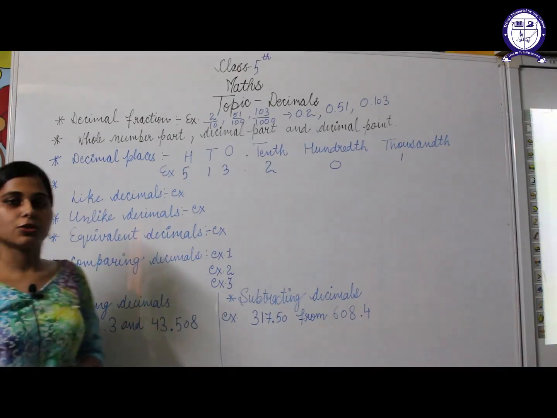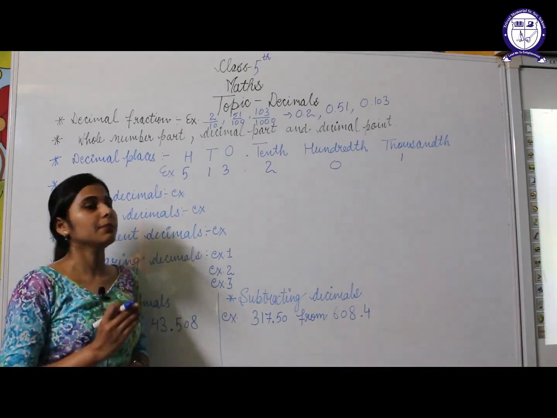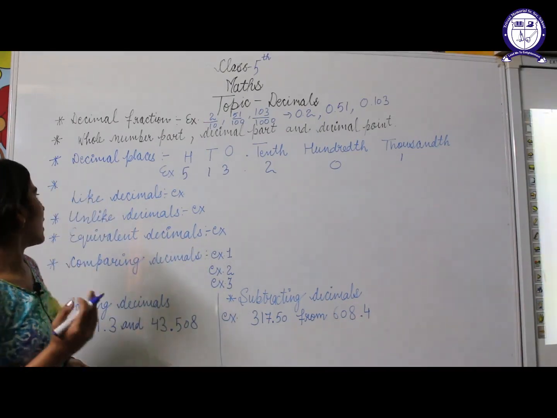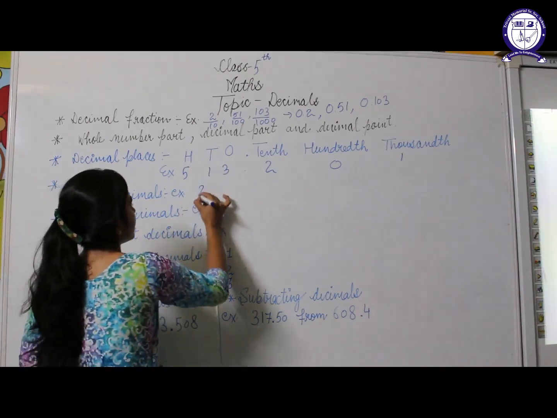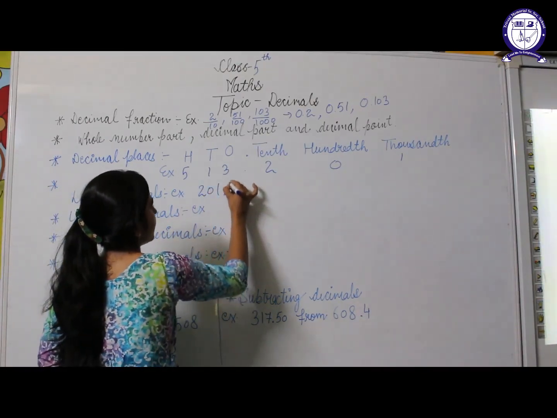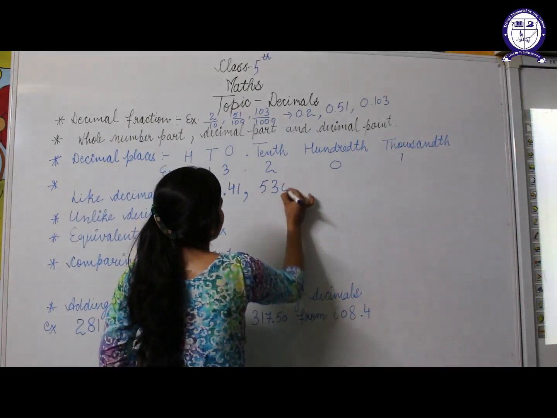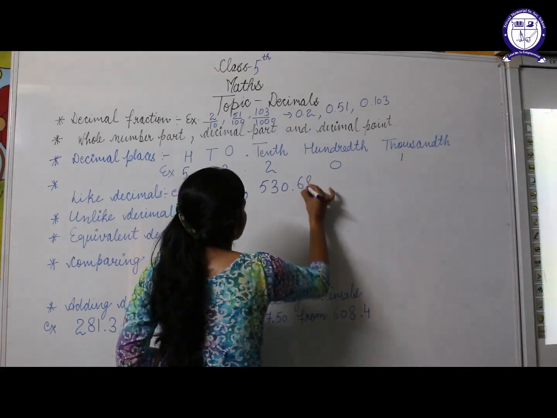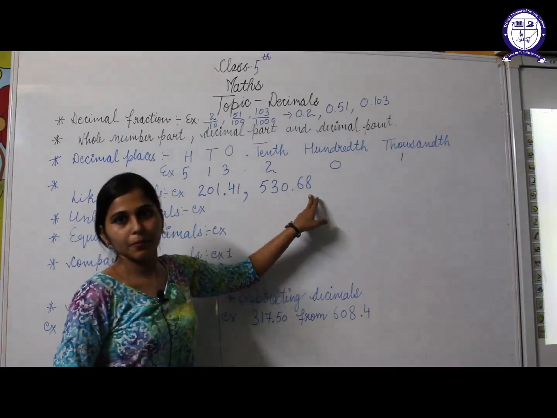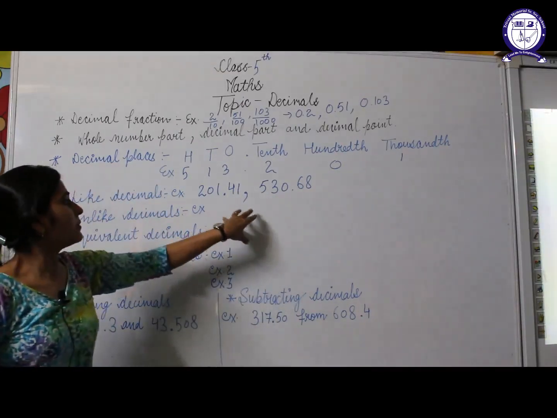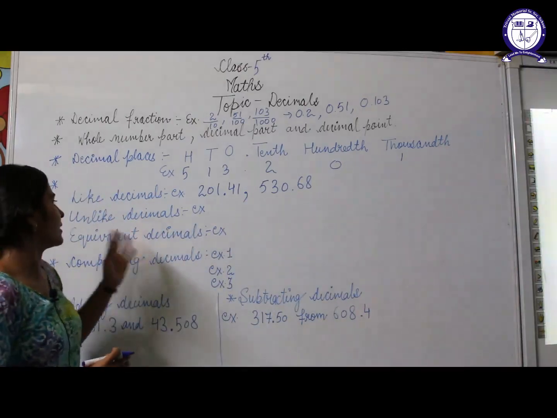Now like decimals, students: two or more decimals which have the same number of decimal places are considered like decimals. We will clear this with an example like 201.41 and 530.60. In both of these numbers we have two digits after the decimal point, the same decimal part, so these are considered like decimals, students.